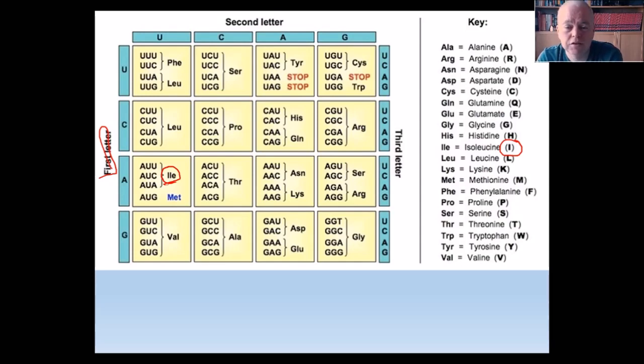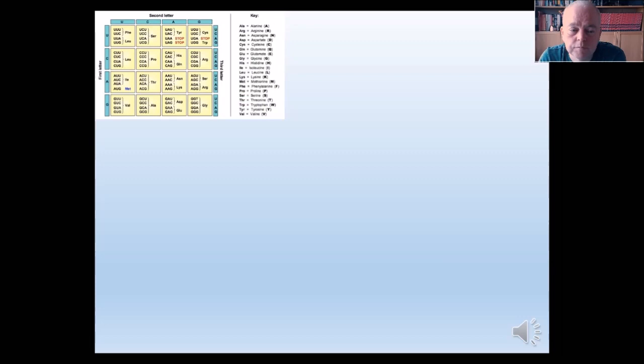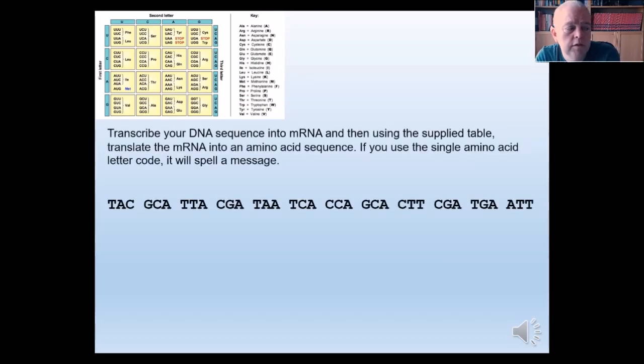So hopefully take a screen grab of this particular screen, put that into another document, print that screen grab off, and then hopefully you can work through the next particular task. So here's an example. This is our particular DNA sequence, so I need you to transcribe that DNA sequence into messenger RNA and then translate that messenger RNA into an amino acid sequence using the single amino acid letter code. It will spell a message.